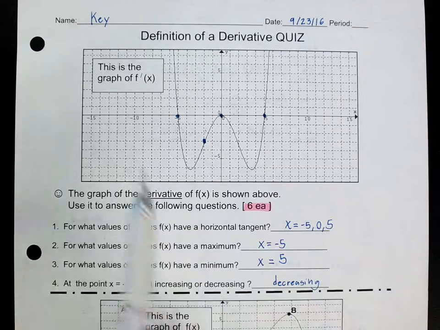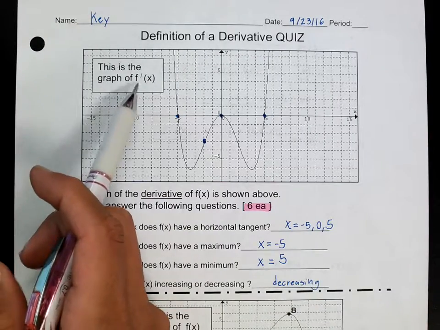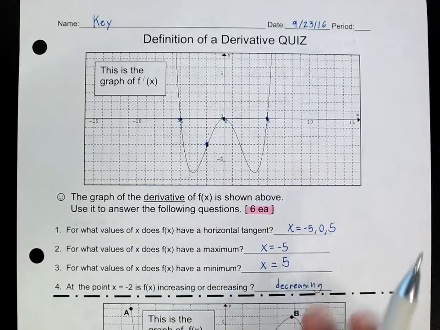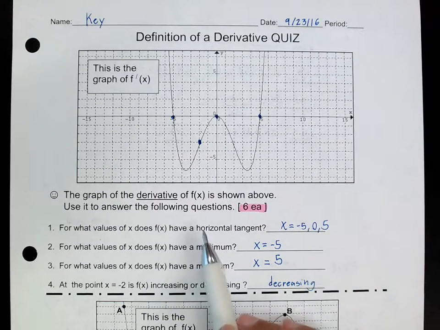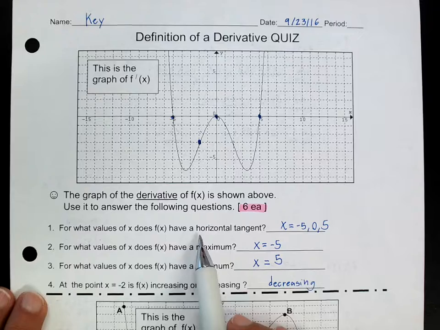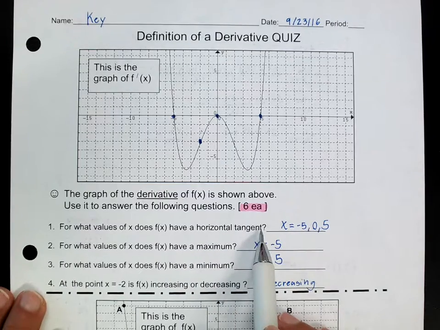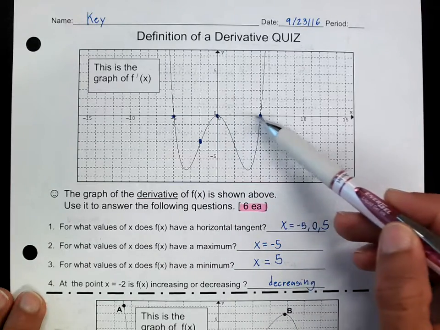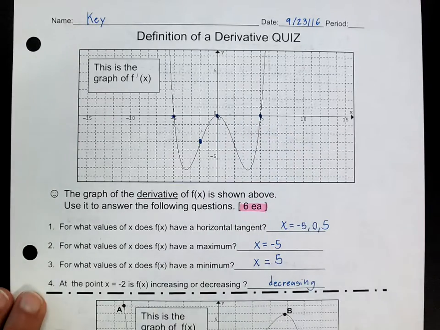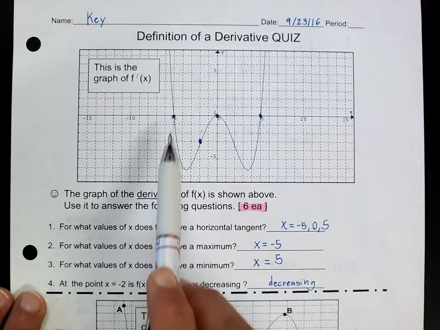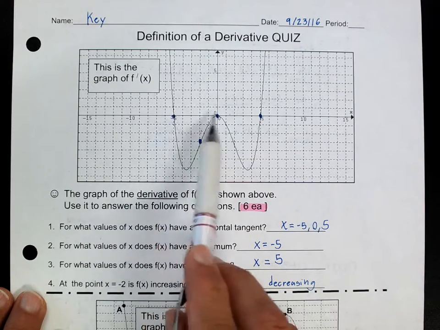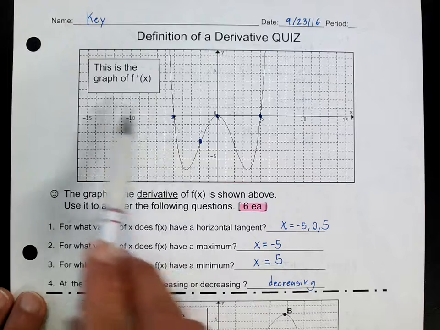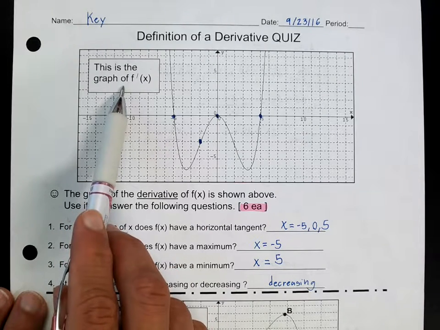Remember, you're looking at the graph of f prime of x. So this is the graph of the derivative. And remember, a horizontal tangent means you have a slope of 0, and in this case the slopes of 0 are located on the roots of this graph. So all of the horizontal tangents are located where the x-intercepts happen, if you're looking at the derivative graph. Remember that. You cannot forget that.